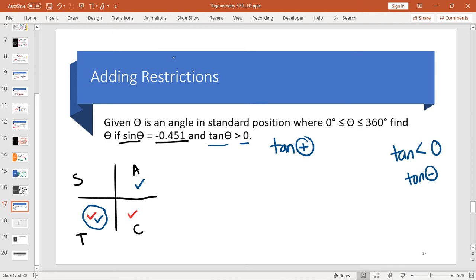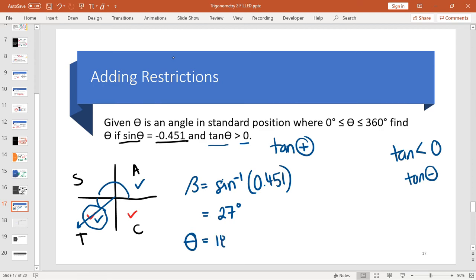Otherwise, my steps are the same. I'm still going to find my reference angle using the positive 4.451, and I get my reference angle is going to be 27 degrees. And then I know that my angle, which looks like this, is going to be that 180 plus an additional 27 in standard position equals 207 degrees. So additional restriction, usually one angle.